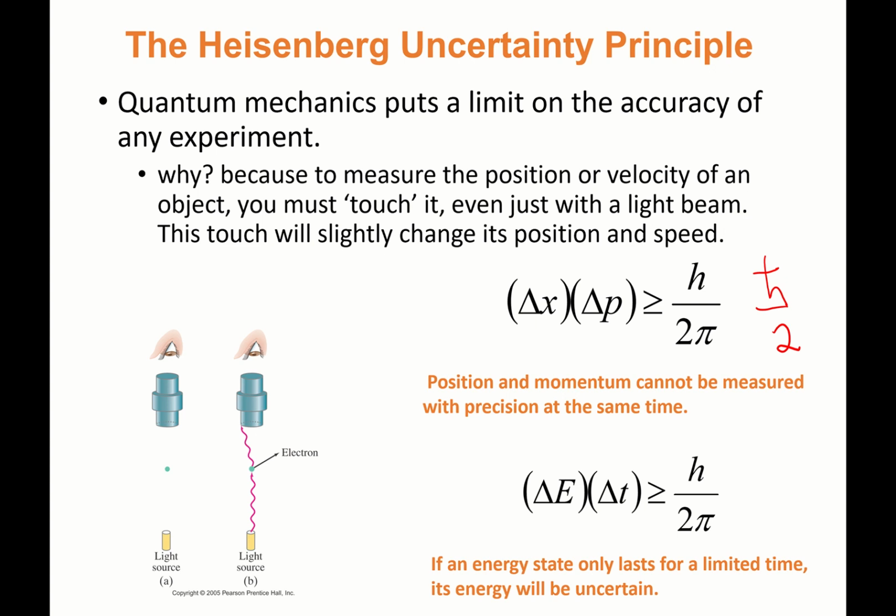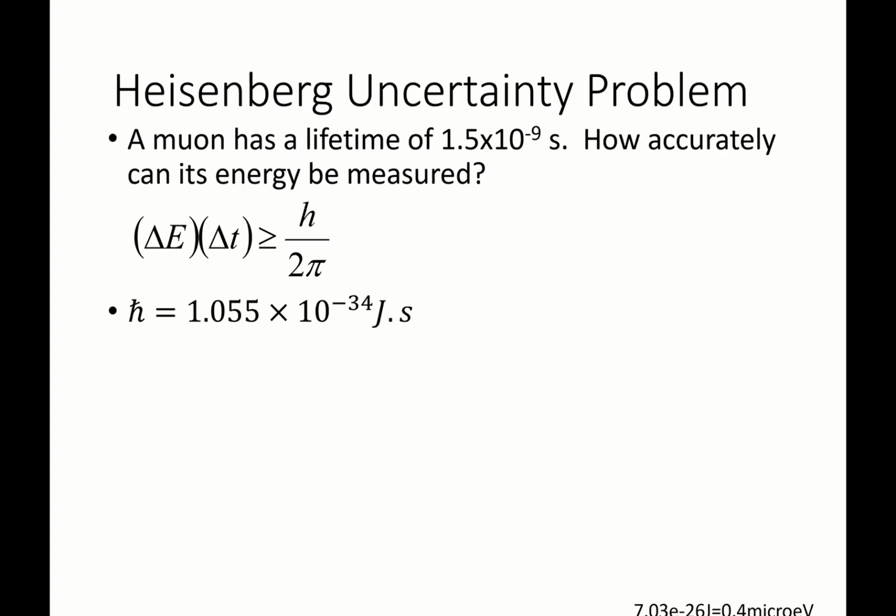So let me do one of these types of calculations, and I'll leave you to do the other one. I'll do one with the energy-time equation. A muon has a lifetime of 1.5 times 10 to the minus 9 seconds. How accurately can you measure its energy? We're going to use delta E delta t is greater than or equal to h bar. Remember, h over 2 pi is h bar, which is 1.055 times 10 to the minus 34 joule seconds. And we know that the lifetime, that's our delta t, is 1.5 times 10 to the minus 9 seconds.